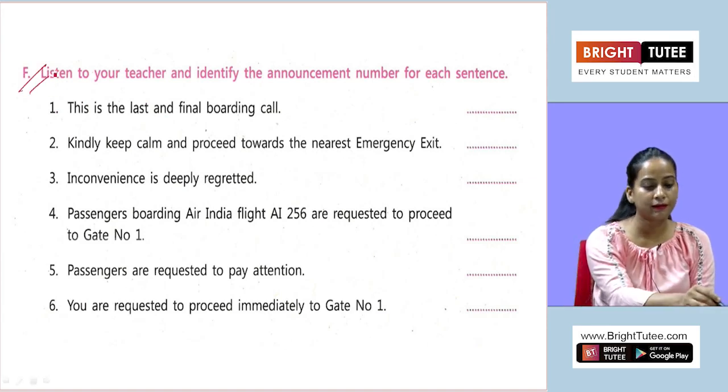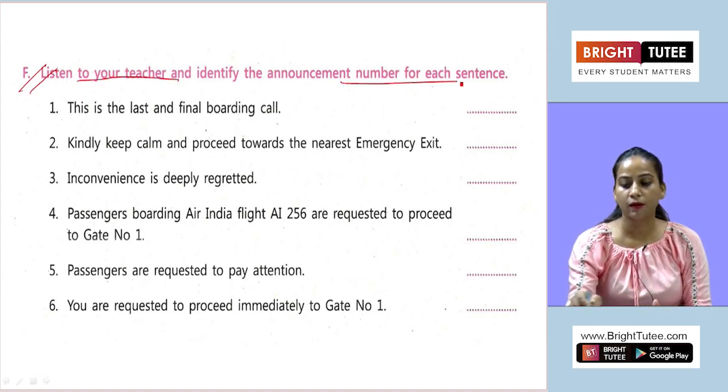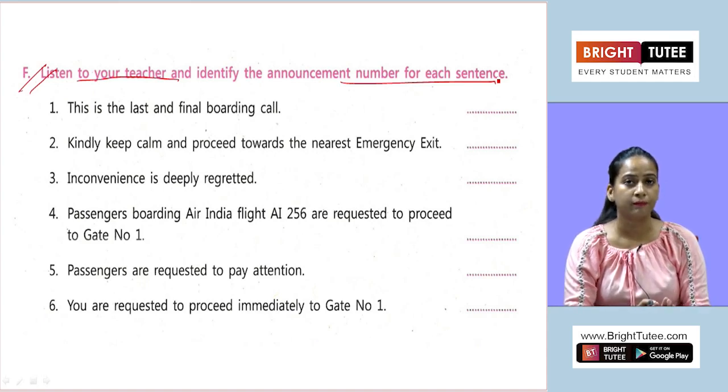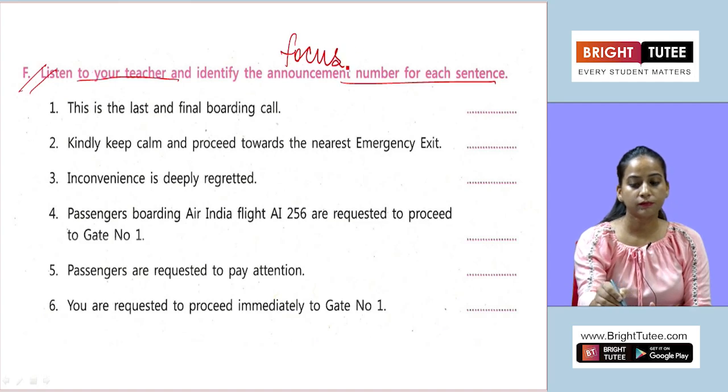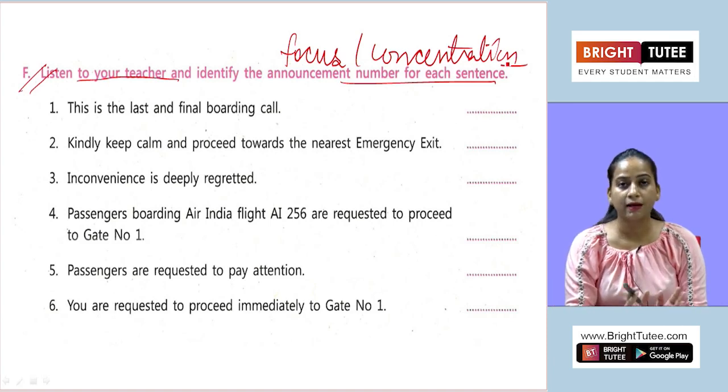Now the second activity is also based on listening, as you have to listen to your teacher and identify the announcement number of each sentence. So very carefully you have to keep your focus and concentration. Why have these skills been included in literature? Because listening skills and speaking skills are a very important part. Listening, because most of the time students are not in the habit of listening. When teachers are giving lectures or teaching in the classroom, most students are not mentally present. So these activities are going to help them focus and concentrate to grasp more and more knowledge out of that.